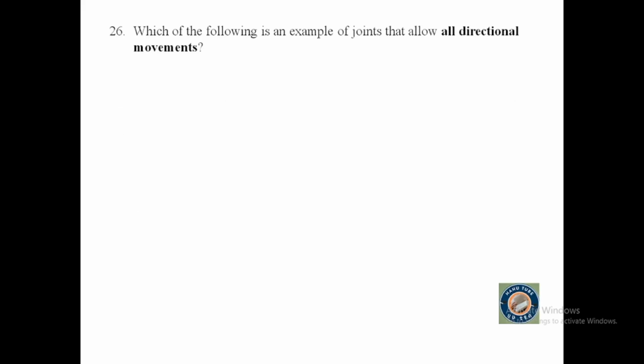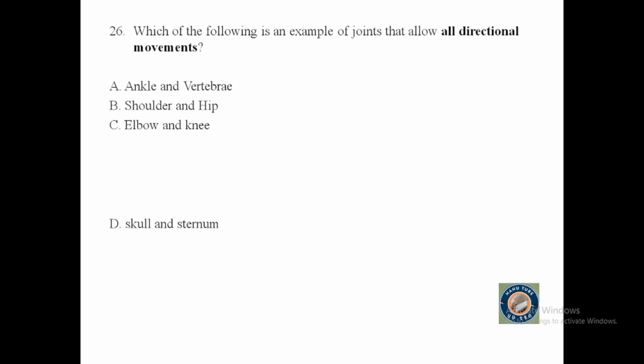Question number 26. Which of the following is an example of joints that allow all directional movements? A. Ankle and vertebrae. B. Shoulder and hip. C. Elbow and knee. D. Skull and sternum.